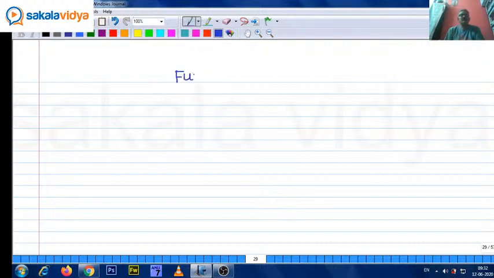Functions part 2. This is Eamcet. Yesterday we discussed up to one-to-one functions, and next many-to-one also. In many-to-one, remember one important point, note it down.